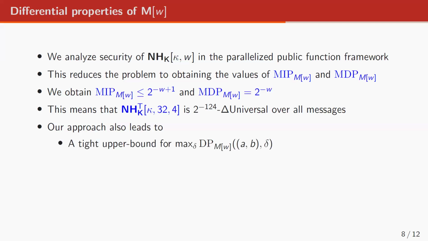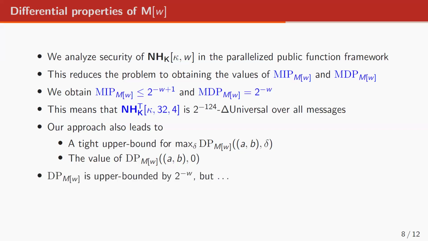In our approach to find the MIP and MDP of the W-bit multiplication, we also find a way to tightly upper bound the maximum possible value of DP of a differential for an input difference AB, where the maximum is taken over all possible delta. And we also obtain a special value, which is the DP of AB comma 0. So the output difference is 0 and the input difference is AB. This corresponds to obtaining a collision at the output of W-bit multiplication. One more thing to note is that the input difference is a tuple because W-bit multiplication takes a tuple as its input.